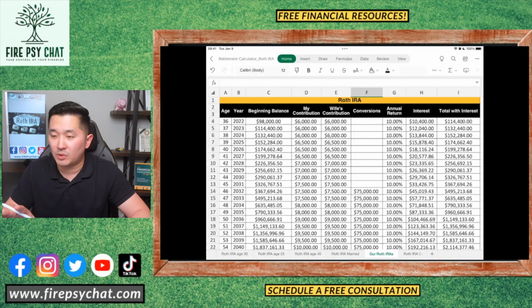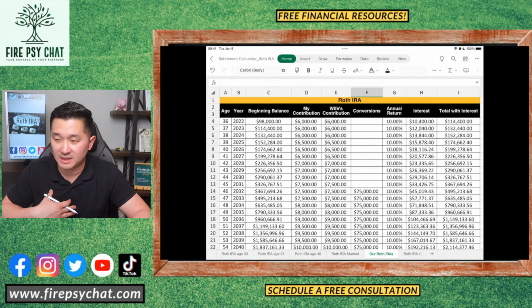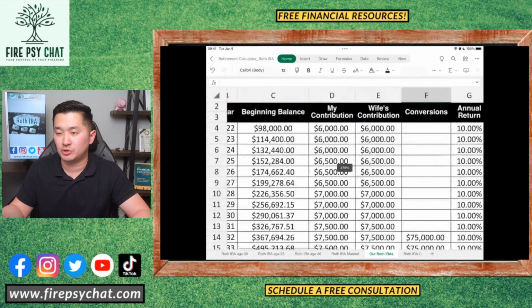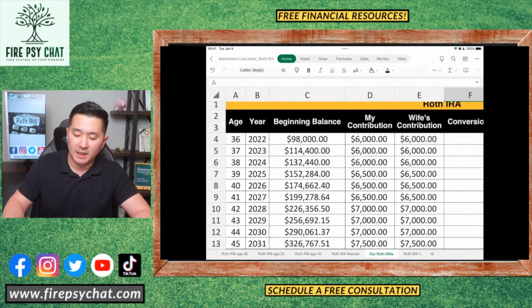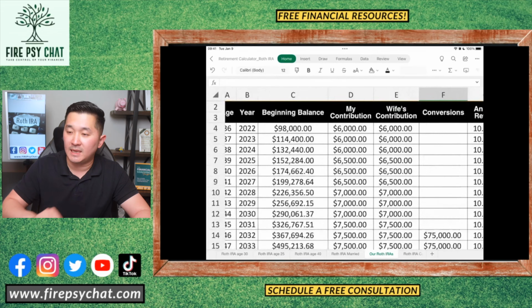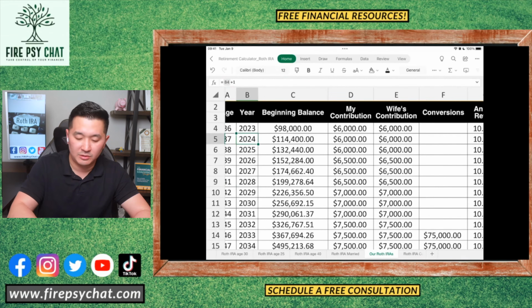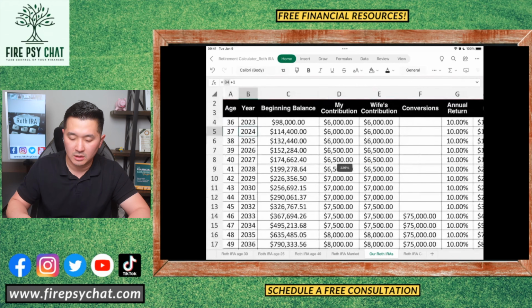We started investing in the Roth IRA around 2015 or 2016. And my wife didn't start until 2021. We have a beginning balance this year at $98,000, okay, combined in our Roth IRAs as of January 2023. I forgot to change that, okay?